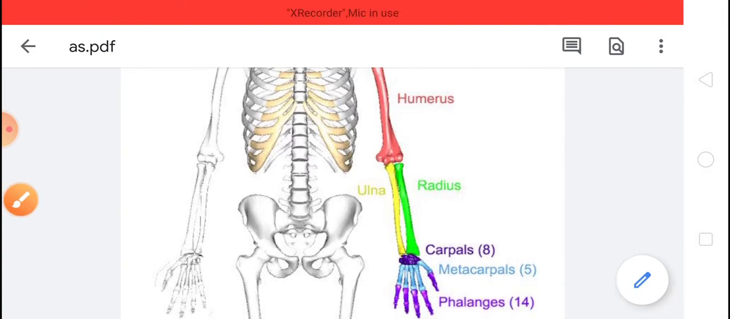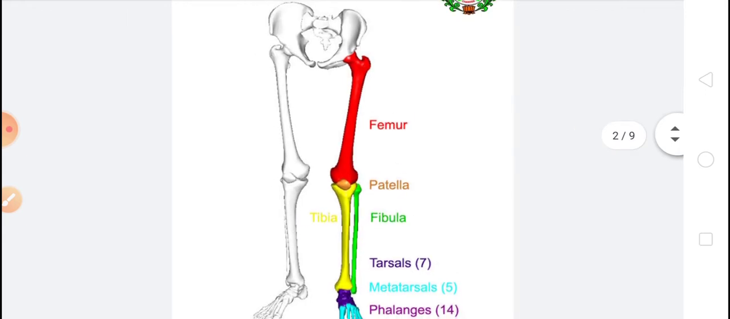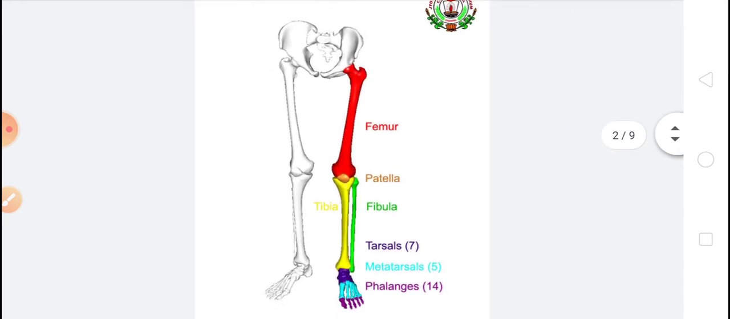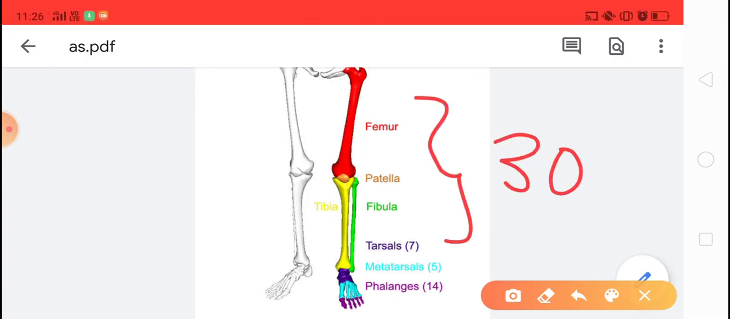Likewise, our hind limbs or legs also contain 30 bones. Our hind limbs or legs are shown here. The bones of the legs are very long and strong. You can see the longest bone, called the femur or thigh bone. This femur or thigh bone is the longest bone in our body.